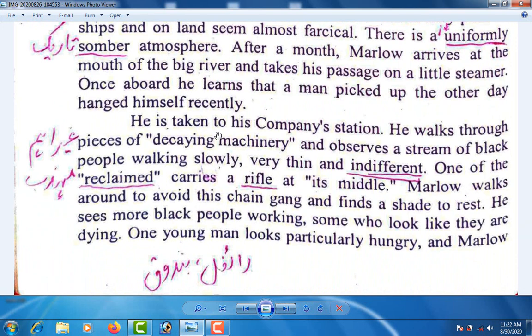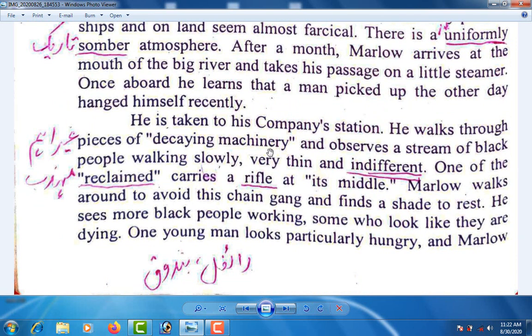He is taken to his company station. He walks through pieces of decaying machinery and observes a stream of black people walking slowly, very thin and indifferent. One of the guards carries a rifle at its middle. Marlow walks around to avoid this chain gang and finds a shade to rest.